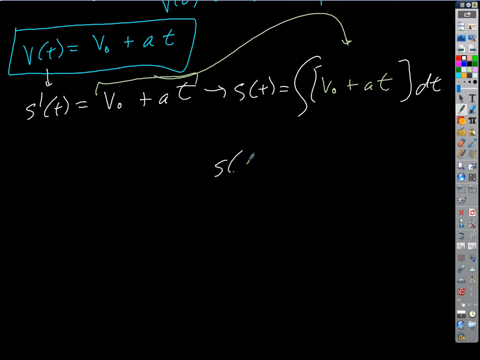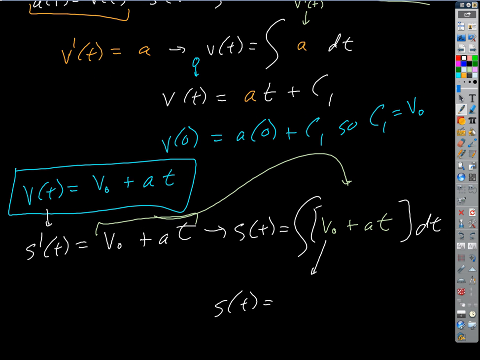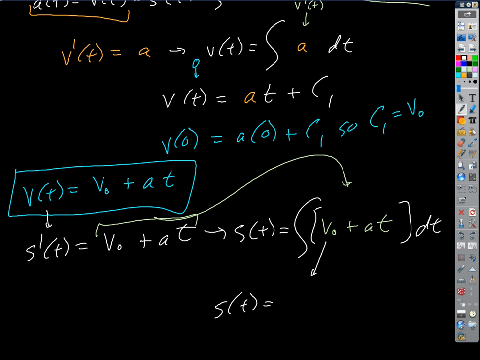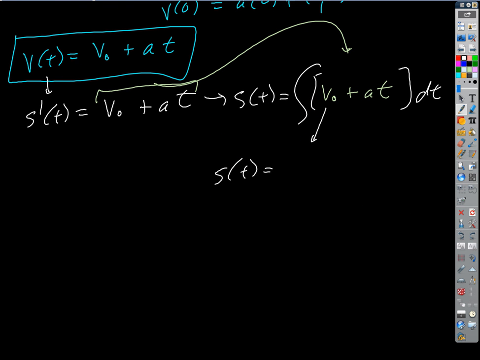So s of t equals, what's the antiderivative of v naught? Now, is v naught a variable or a constant? It's a constant, right? It was the value of our constant. It's just that we have some object that's in motion, and it's going to be a constant describing how fast was it going at the start of our video, right? So what's the antiderivative of v naught? V naught t. Okay.